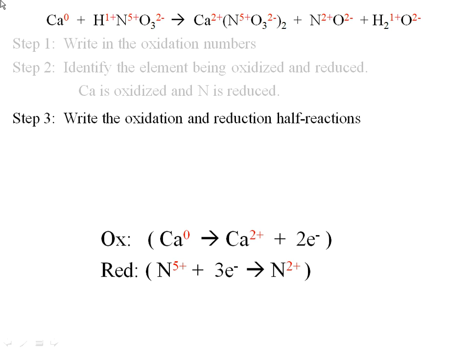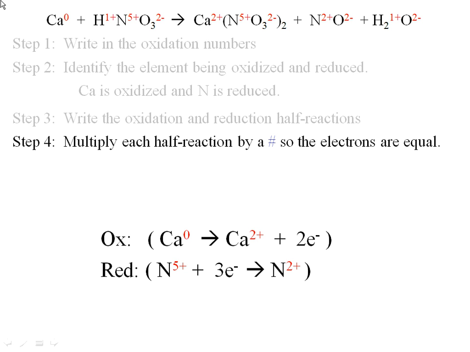But now we're going to look at our 2 half reactions and look at the electrons. What we have to do is figure out an integer that I can multiply these half reactions by so that the number of electrons is equal in both of the half reactions. The electrons in the oxidation half reaction are 2, and the electrons in the reduction half reaction are 3. So you have to think of the least common multiple of those 2 numbers, which would be 6.